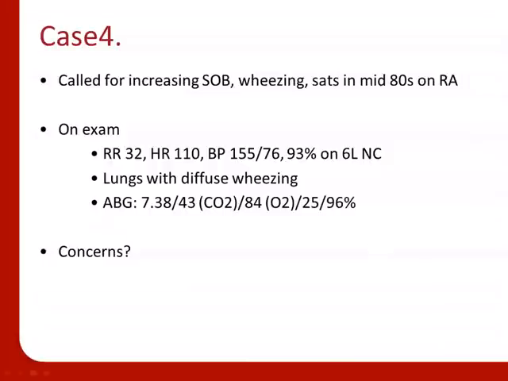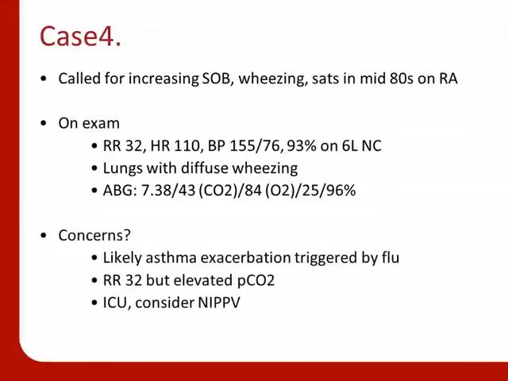You get a blood gas on him, and you can see his pH is pretty normal at 7.38. His PCO2 is slightly elevated at 43, and his PO2 is 84. There's a couple of things to be concerned about when you look at his physical exam and his numbers. He likely had an asthma exacerbation that's triggered by the flu. He's breathing 32 times a minute, but his CO2 is actually elevated.